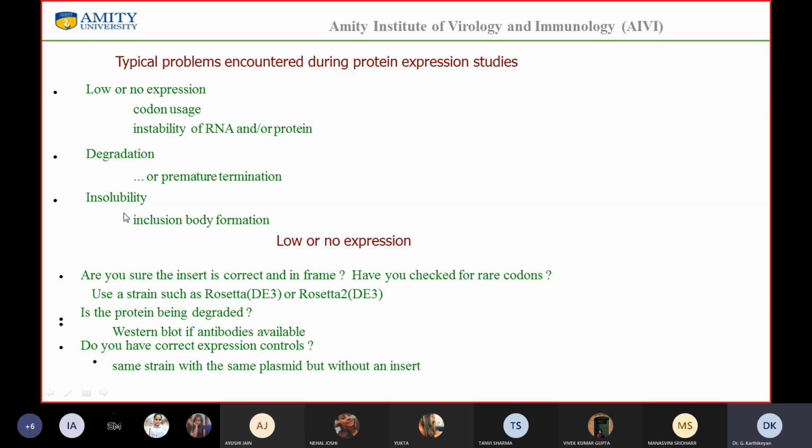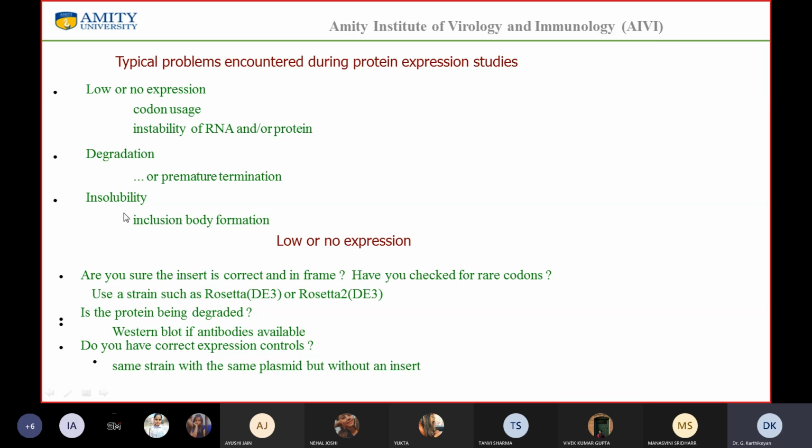Sometimes, because you are expressing at such high levels, 50% of the protein is going to be your protein. Many times they become insoluble, they form aggregates, and these are called inclusion bodies. So when we have these problems, we need to go back and rework. Sometimes, people end up choosing another system, and then it seems to work. If it is not pET, they may go for pGEX. If it is not pGEX, they may go for pQE, different vectors, and you will essentially end up expressing it in one or the other system.